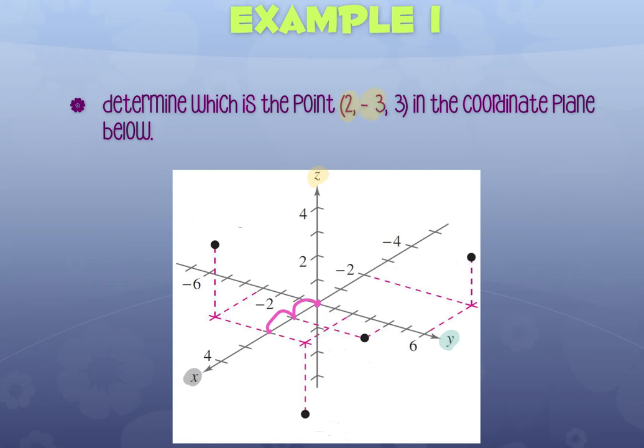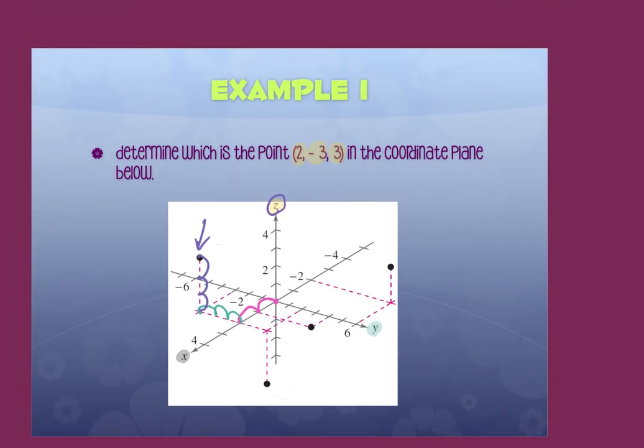Then -3 is your y. Your y is over here. If it was positive, I would move to the right. But because it's negative, I'm moving away from it. So I'm going left 3. And then the z is the last one, and the z is +3. My z is up here, which means if it's positive, I move up. If it was negative, I'd move down. I'd go up 3 spaces, and this is the point (2, -3, 3).